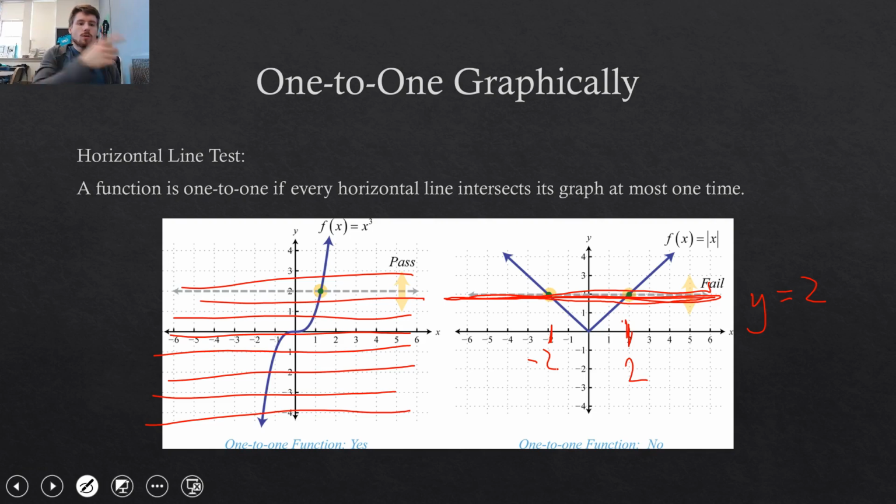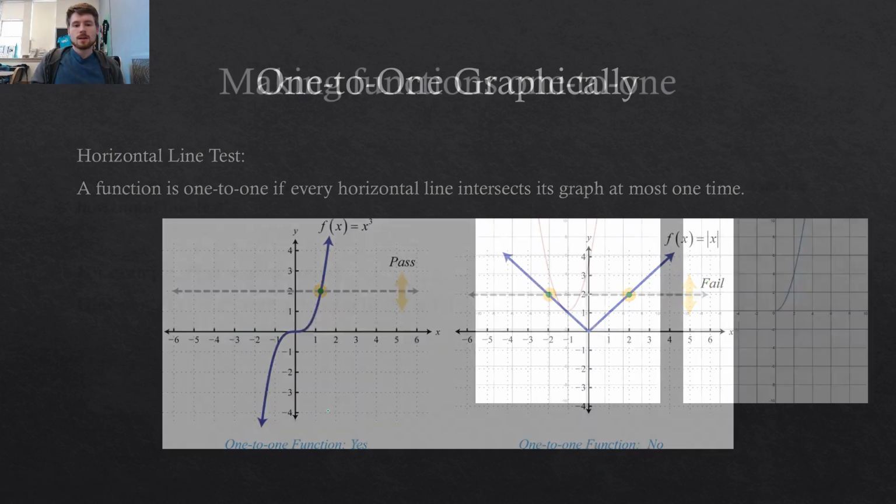So you drew your horizontal line at some y value, it hit it twice, and the x coordinates are those x's that would give you that y value. So not one-to-one. So this is not one-to-one, and this one is one-to-one. Okay. So that's the horizontal line test, and that tells you if functions are one-to-one.